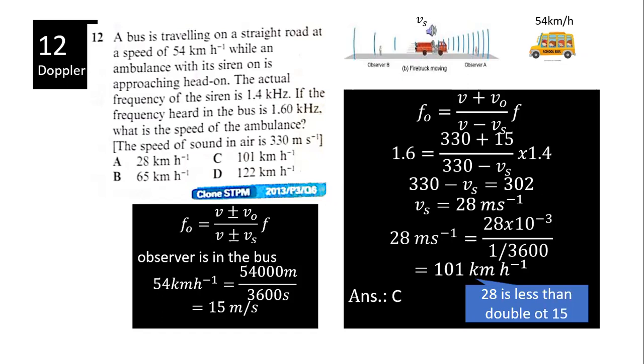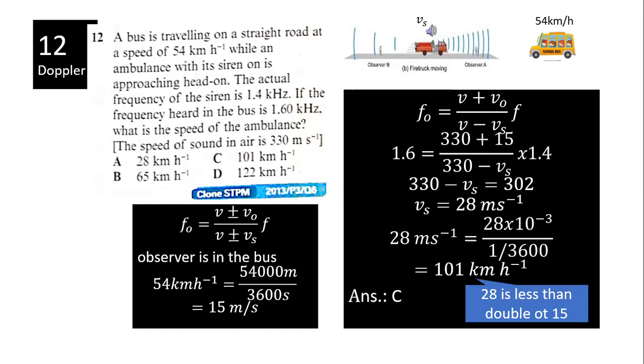Actually, you don't need to calculate so tediously. From 28, compare 28 and 15, it's almost double. So it's 54. The answer cannot be 65. The answer must be almost double, slightly less than double. So it cannot be this one. So the answer is C. Rather than go and calculate, because it's an objective question, they don't want a fixed answer. They want you to get the right answer, that's all.